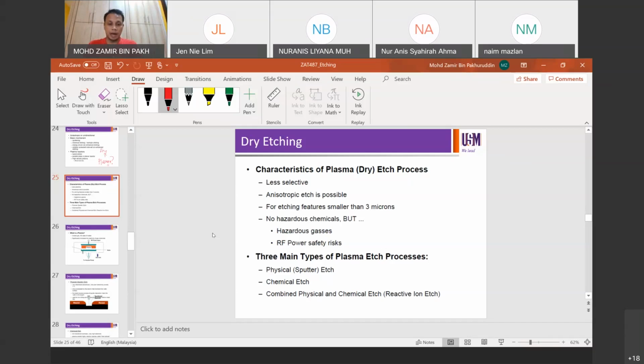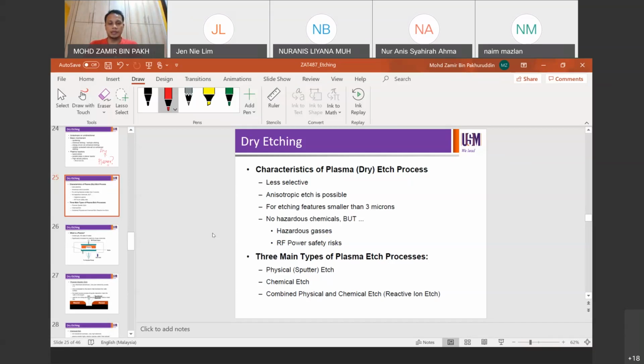Not hazardous, but well, no hazardous chemicals. Tapi ada hazardous gases. So generally they are hazardous juga. So if you talk about fab processing, I would say most of the processes are hazardous. It's just that the degree of hazard levels are different from one to another.